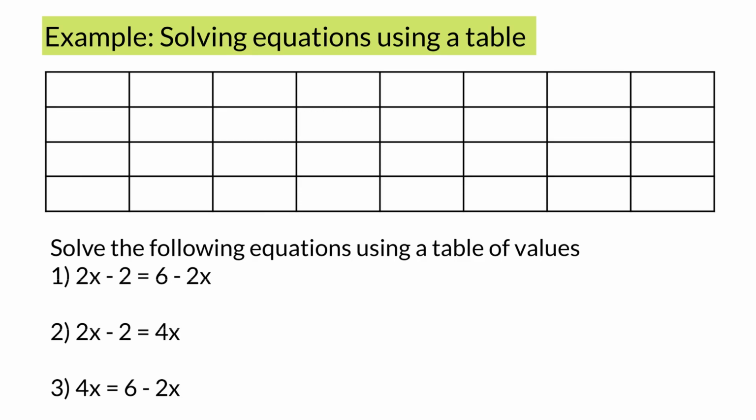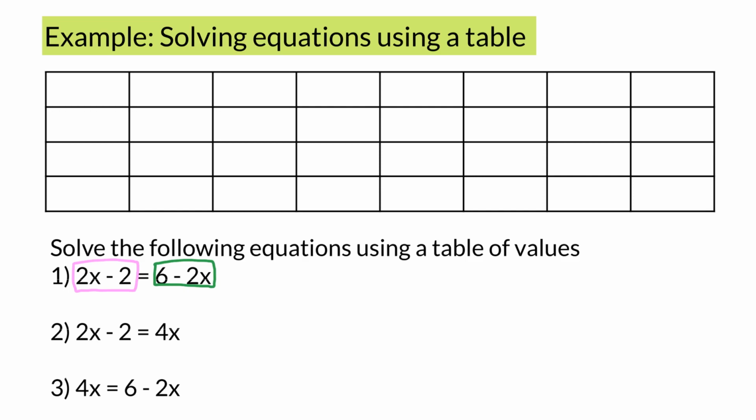The best way for me to explain how to solve equations using a table is by giving you an example. Now remember, an equation results when you have 2 expressions equal to each other. So the one expression in the first question is 2x minus 2, and the expression that it's equal to is 6 minus 2x. Now, if I use a table, I can see how the output values change for each expression as the input values change.